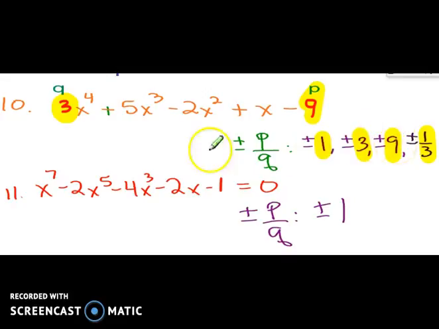Already listed. On problem number 11, I take all the factors of p, which is plus or minus 1, because 1 times 1 is 1. And notice q is 1 here. My coefficient's 1. I divide by 1, I still get plus or minus 1.